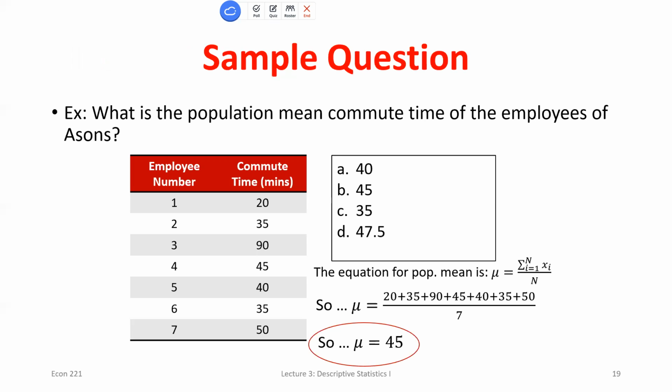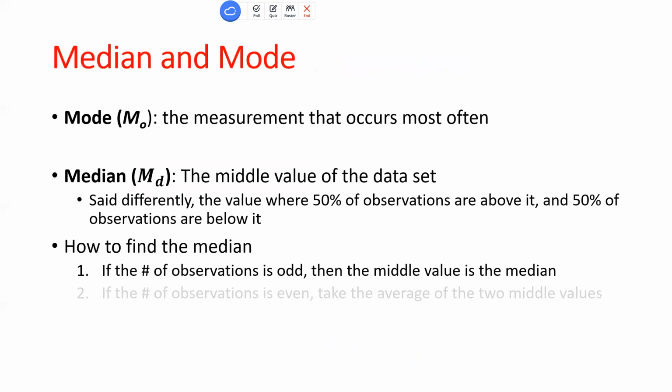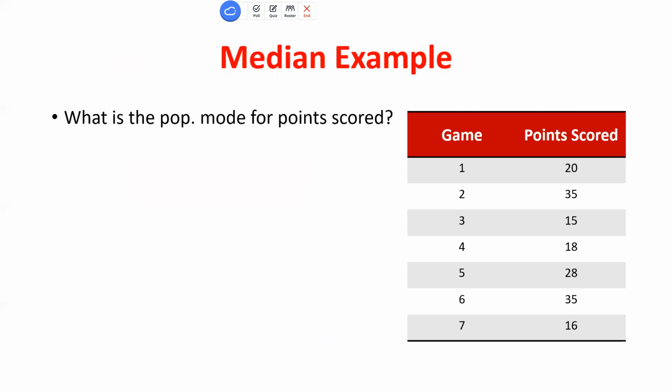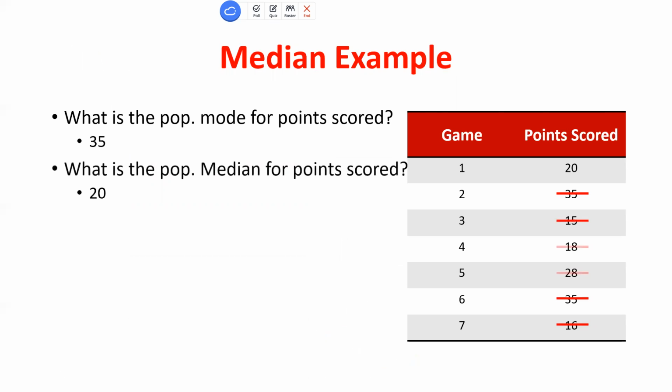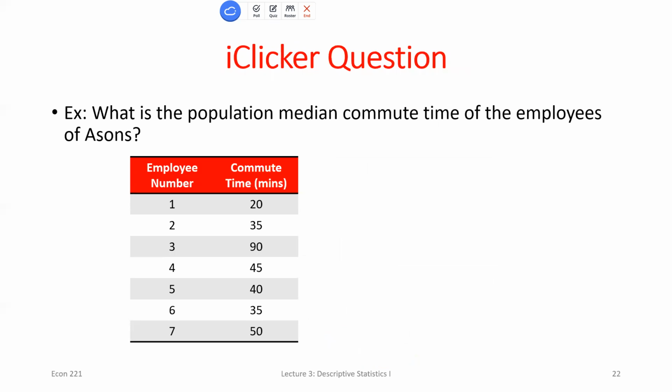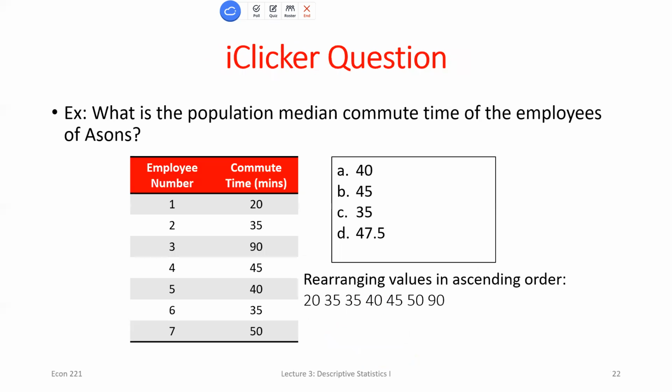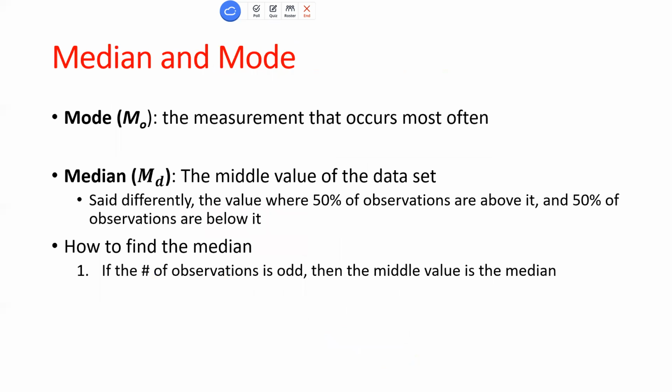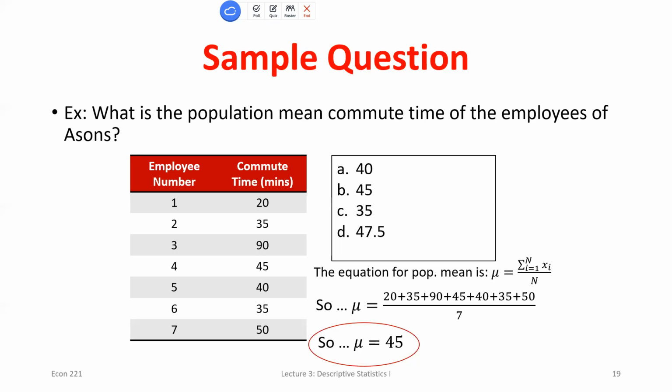Now, with a 7-person data set, it's not very interesting to calculate the mode. In fact, if I have a small data set like this, it's very possible that I don't have a mode. If every single observation value only happened one time, I wouldn't have a mode. But here, the mode for this data set would be 35, because it's the only one that happened more than once.